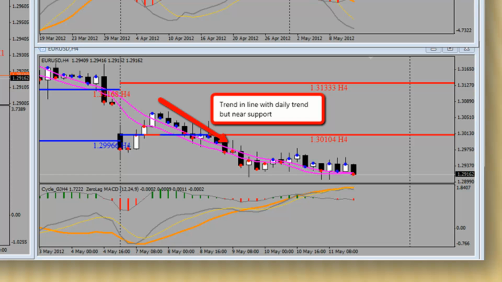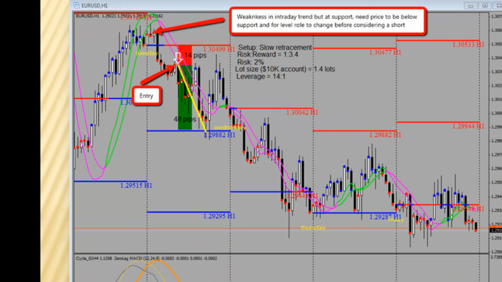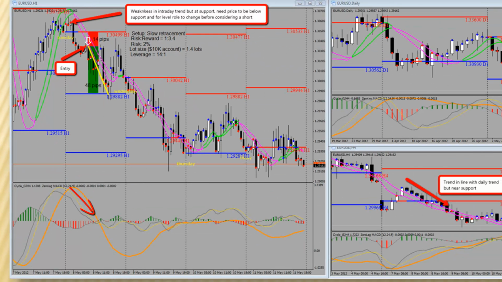When that happens, we move to the 1-hour chart and look for potential setups. In the 1-hour chart, we notice that price opens the day with breakout below support. The color of the support line changes from blue to red. Trigger lines, zero lag MACD, and cycle indicator curving downwards, telling us that a reversal is setting up.